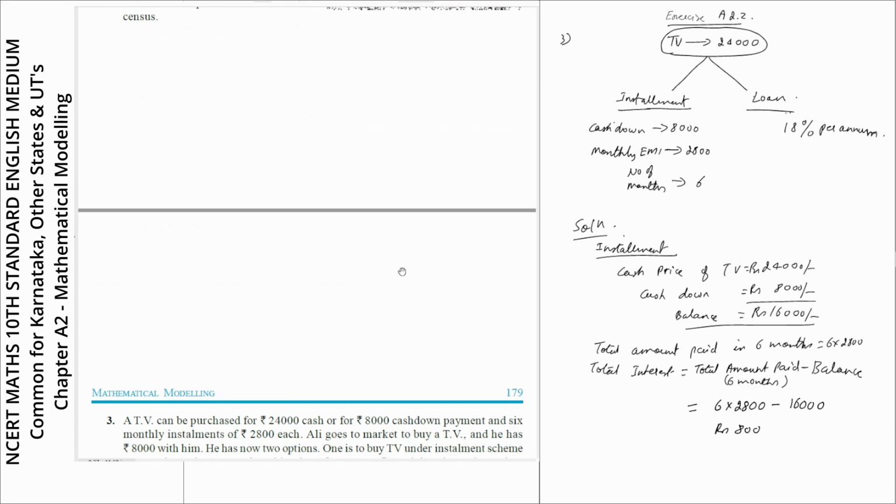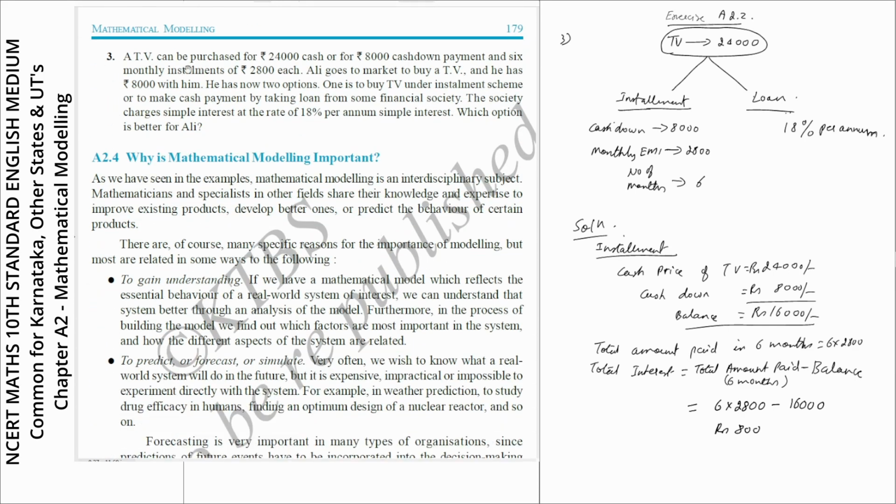Exercise 8.2.2, question number 3. A TV can be purchased for 24,000 rupees cash, or for 8,000 rupees cash down payment and 6 monthly installments of 2,800 rupees each. Ali goes to the market to buy a TV and he has 8,000 rupees with him. He has now two options. One is to buy the TV under the installment scheme, or to make the cash payment by taking a loan from some financial society. The society charges simple interest at the rate of 18% per annum. Which option is better for Ali?